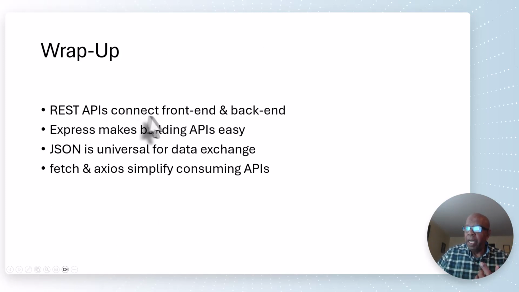Wrap up: REST APIs connect front end to back end. Express makes building APIs easy. JSON is a universal means for data exchange, and fetch and Axios are the means for getting that information to the client from the server. Okay, so that's basically it as far as APIs. APIs are a very significant part of your web application because they allow you to exchange information. Okay? It allows you to call a specific process.